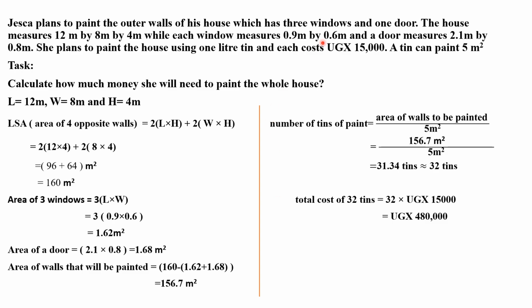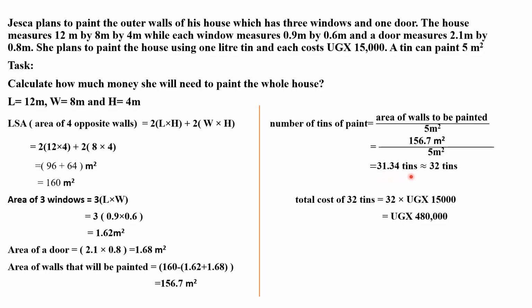And remember here they are saying each tin can paint 5 square meters. Now come here and I ask myself, if I want the number of tins, I'll get the area of walls to be painted divided by how much area can one tin paint. So I'll get area of walls to be painted divided by the area each tin can paint. 156.7 square meters divided by 5 square meters, I get 31.34.